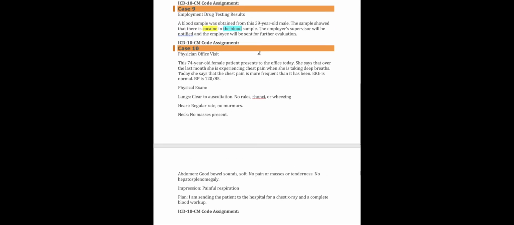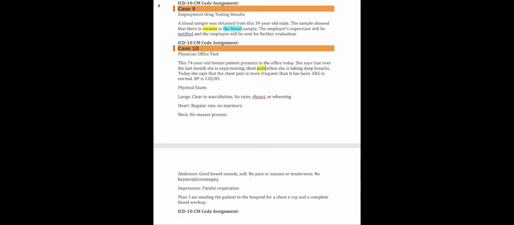EKG is normal, BP 120/85, which is normal. Her lungs were clear to auscultation, no rales, rhonchi, or wheezing. Heart looks good, no masses. Generally, she looks okay. So it looks like her main term is going to be, again, pain.